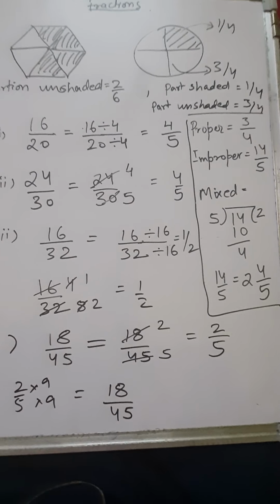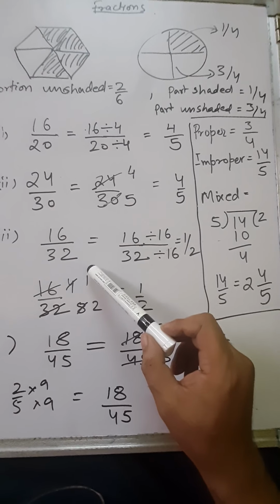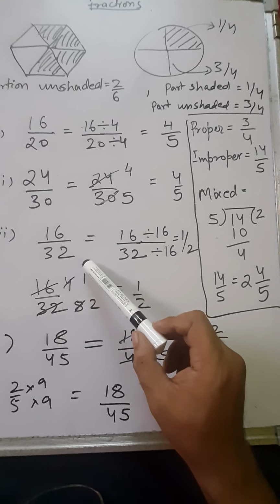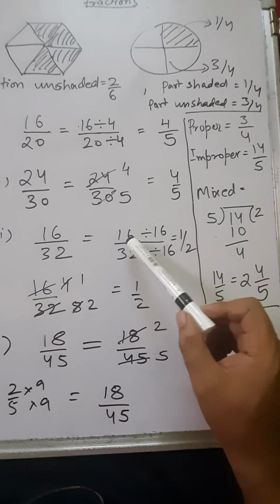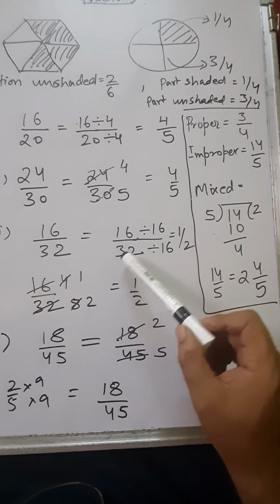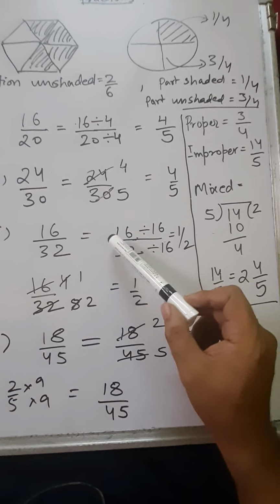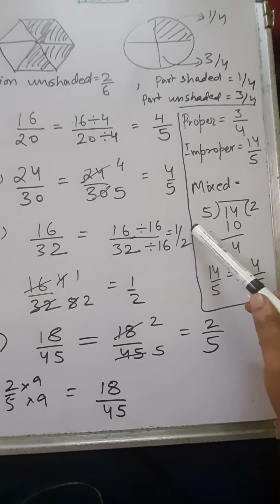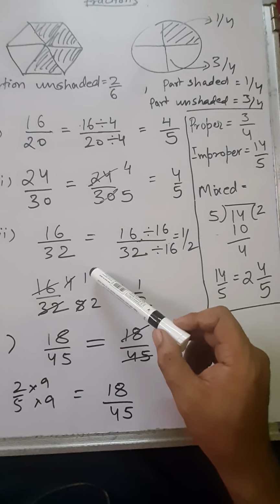Right children? Now here again, if you have to convert 16 upon 32 into simplest form, 16 and 32 both are divisible by 16. So we can write 16 divided by 16 and 32 divided by 16. So 16 upon 16 is 16 ones are 16, that will be 1, and 32 divided by 16, 2 will come. So you can also do this sum like this.